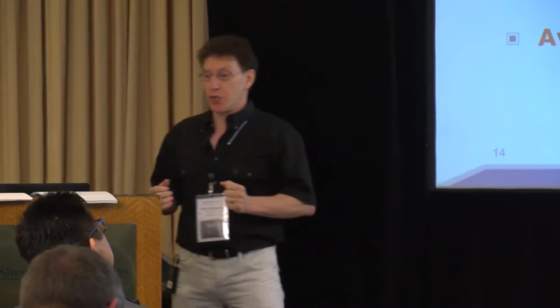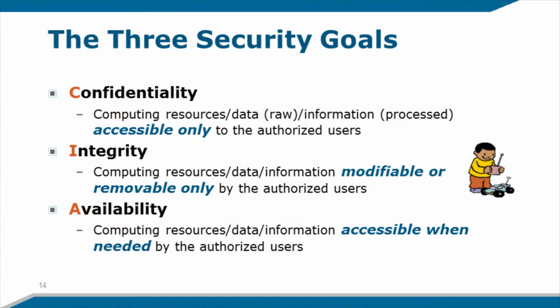So what is it we're trying to achieve in security? Typically people talk about CIA: confidentiality, integrity, and availability. Confidentiality says only authorized users have access to privileged information. Integrity says that only the right people can modify that information, can remove that information. And availability says that the resources are there when I need them to be.